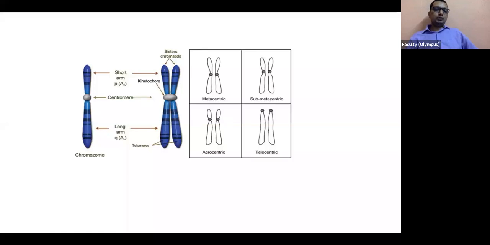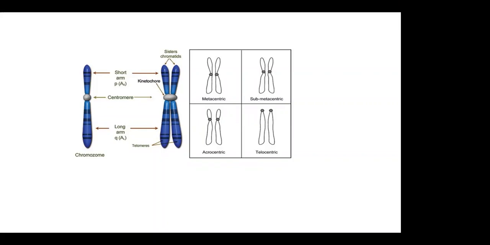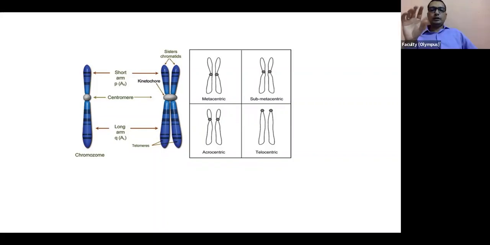And the last one is called telocentric. Can you guess what is telocentric from the image here? Where is the centromere in telocentric? At the end. There is no portion of P arm and Q arm here. It is at the tip. This is called telo, centromere at the tail, at the end, at the termini. Telocentric it is called. So they only have one arm. And we don't have telocentric chromosomes in humans. In humans, we have meta, submeta, and acrocentric chromosomes.